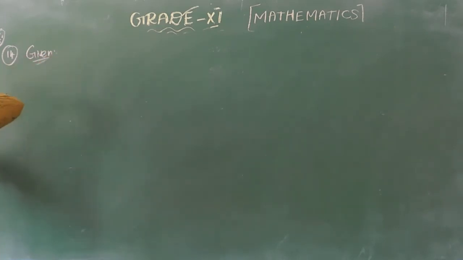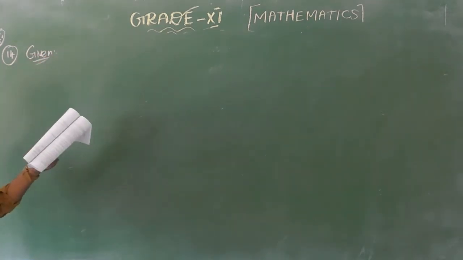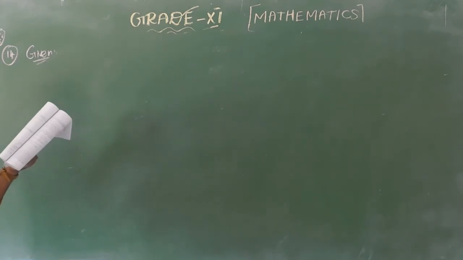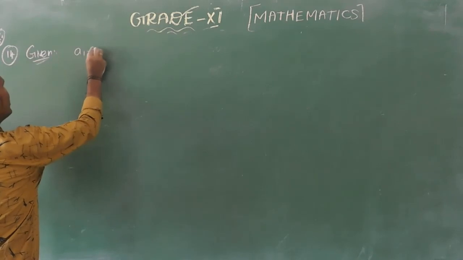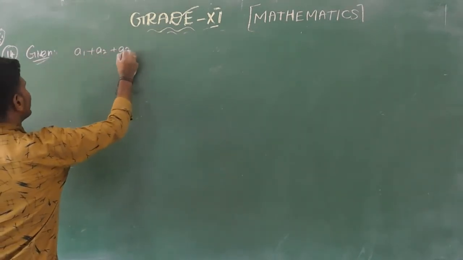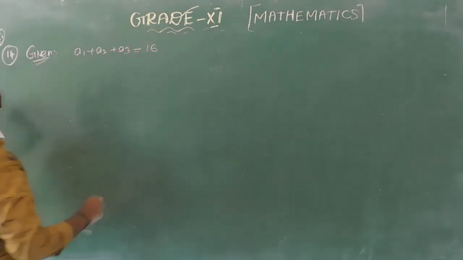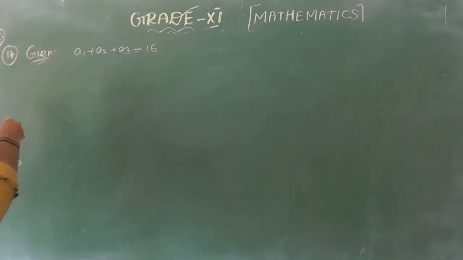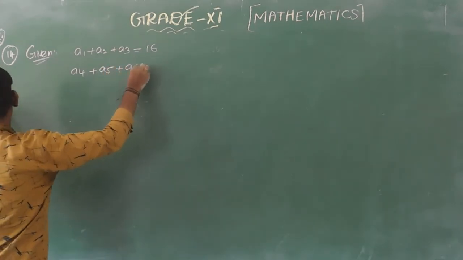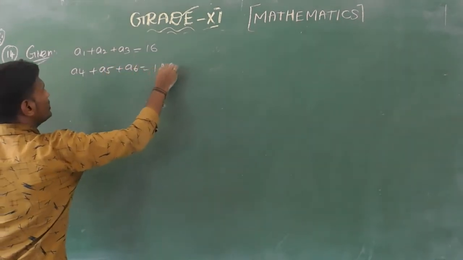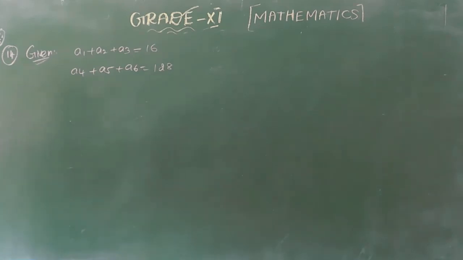Given, the sum of the first 3 terms of our GP is 16. That is A1 plus A2 plus A3 equal to 16, and the sum of the next 3 terms, that is A4 plus A5 plus A6, is equal to 128. Determine the first term and the common ratio, then find the sum of n terms.